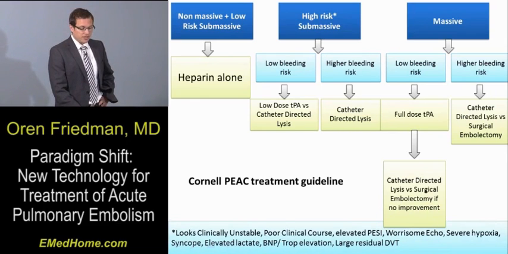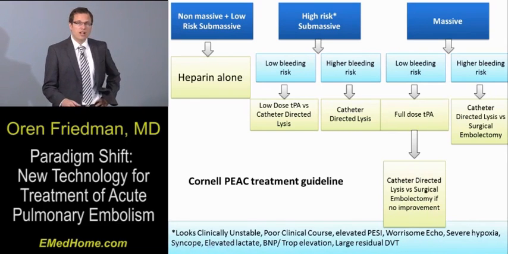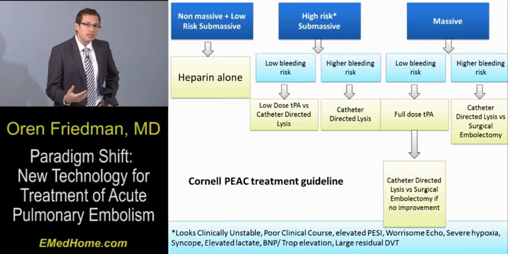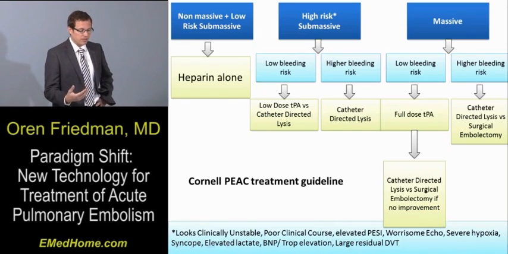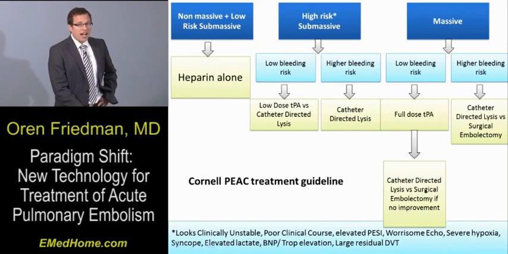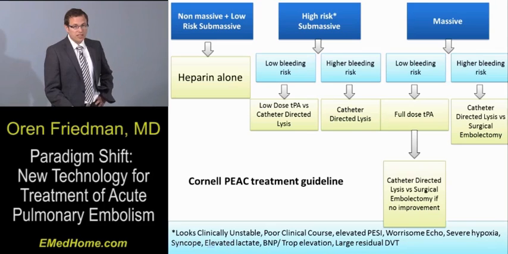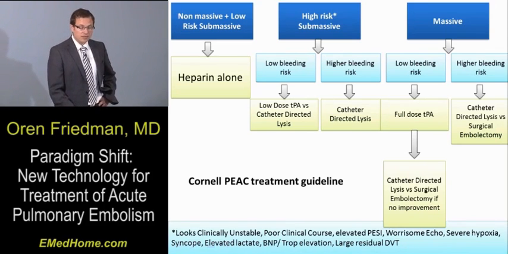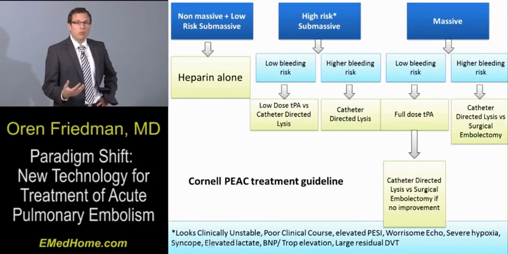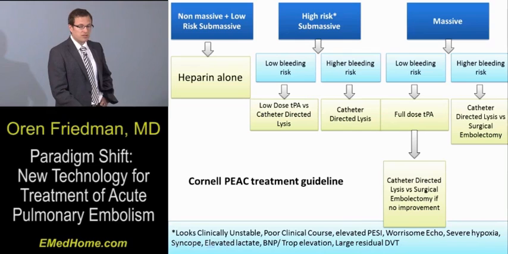And I look at all these things below when I decide whether or not I want to consider them high-risk submassive or a lower-risk submassive. I look at how they look clinically. Again, I look at if they have an elevated pulmonary embolism severity index. I look at their echo. I look for things like elevated lactate, elevated BNP, troponin, large residual DVT. These are all worrisome features that I place you into this so-called high-risk submassive group.